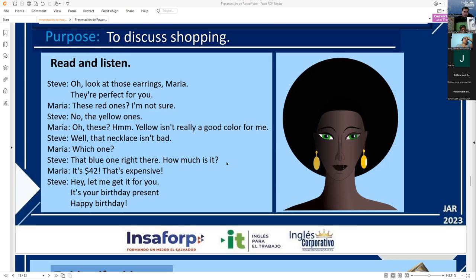Oh, look at those earrings, Maria. They are perfect for you. These red ones? I'm not sure. No, the yellow ones. Oh, these? Yellow isn't really a good color for me. Well, that necklace isn't bad. Which one? That blue one right there. How much is it? It's $42. That's expensive. Hey, let me get it for you. It's your birthday present. Happy birthday.